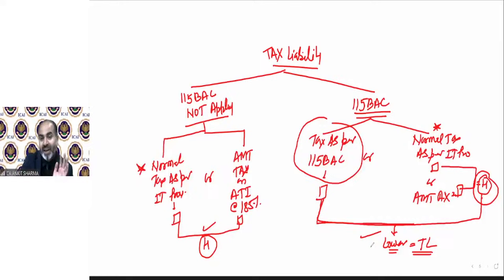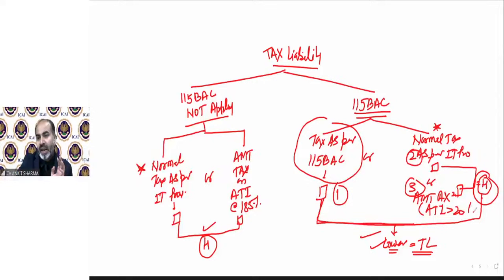So you need to calculate tax thrice. One, two, three. AMT tax is not applicable if 115BAC tax is calculated. That means if you are applying 115BAC, then that tax will be the final tax. You need not compare with AMT tax. But as per normal tax, whenever you find a tax, you have to apply AMT tax if the AMT provision is applicable. That means if ATI exceeds 20 lakhs, in both cases, of course.